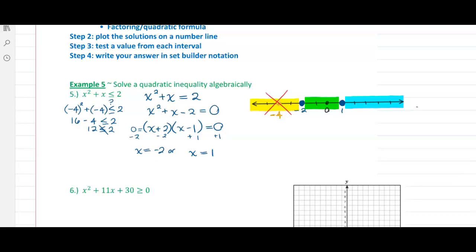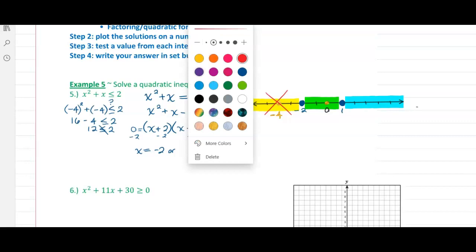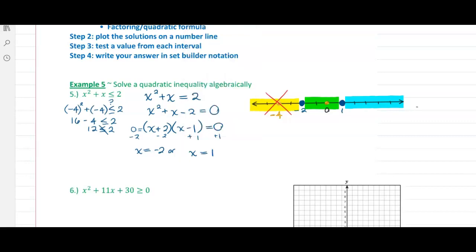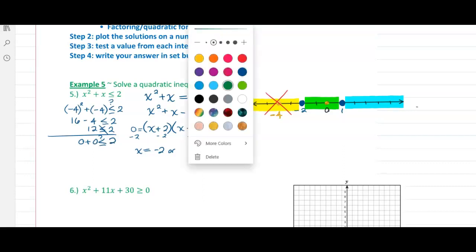Next, I'm going to pick a point on the green region. I love picking 0. That's always a nice, easy point to plug in and substitute. And when I test that point, going back to my original equation again, 0 plus 0, is that less than or equal to 2? Yes. So we want to keep that part.